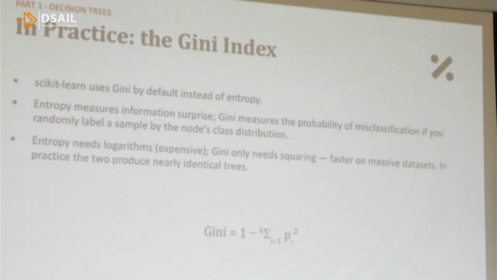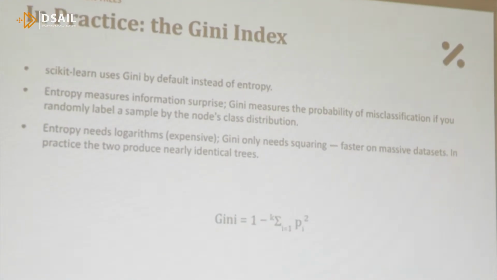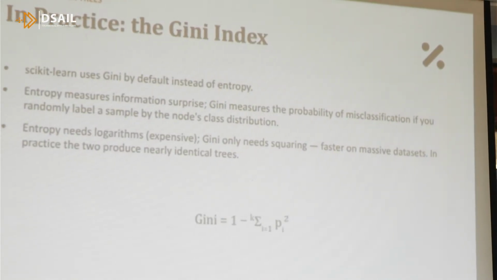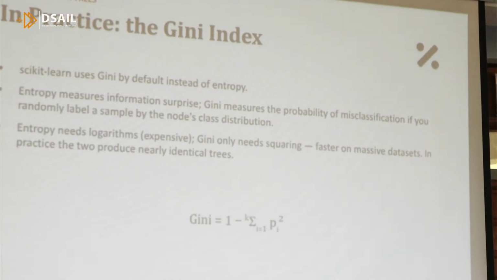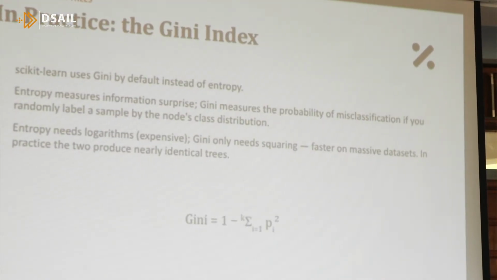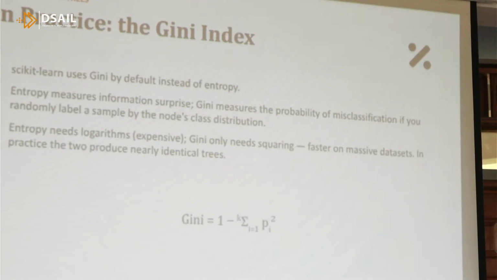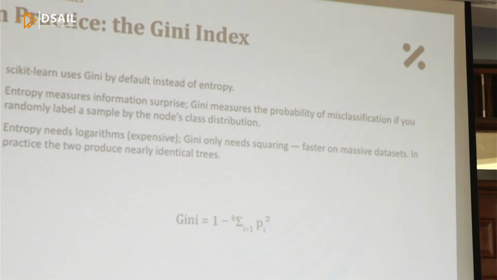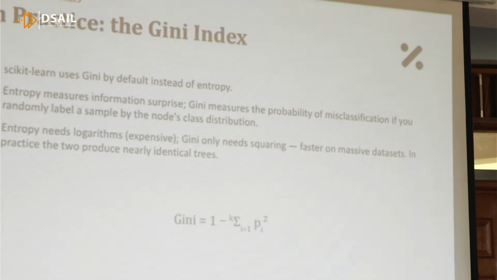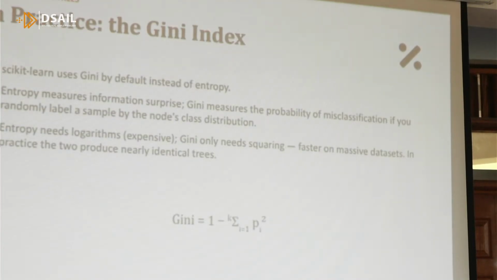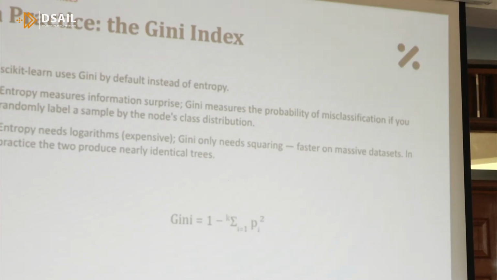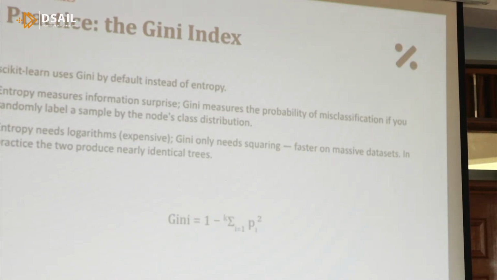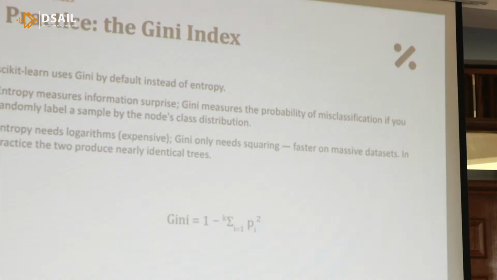The Gini index looks like 1 minus the sum from 1 to k of the probabilities at each step squared. The reason for this is that the logarithm function in entropy is very expensive for a computer to calculate. The complexity of a logarithm function is very high. So the Gini index will most often, if not always, arrive at the same result, but it's faster. So scikit-learn uses the Gini index. But once you've understood the idea of entropy, understanding the Gini index will not be hard.